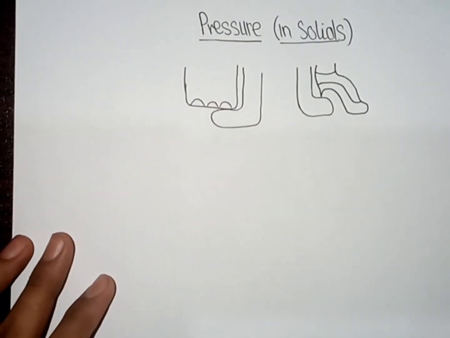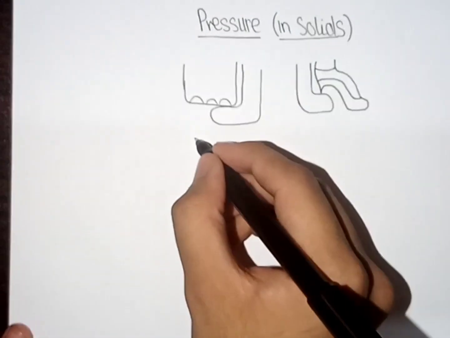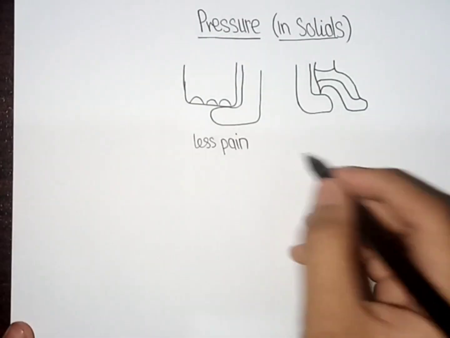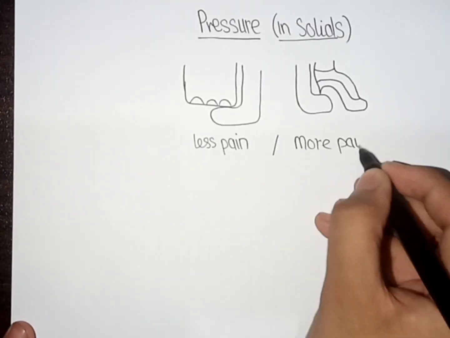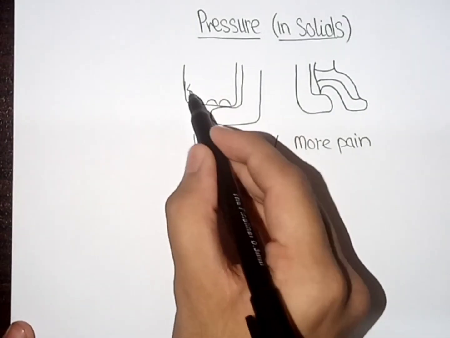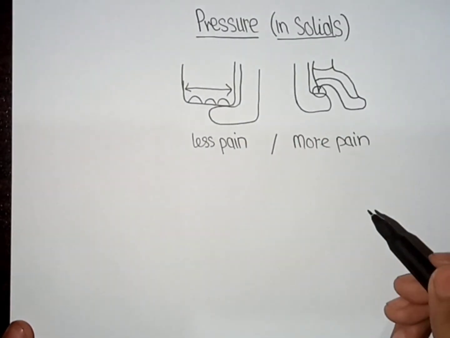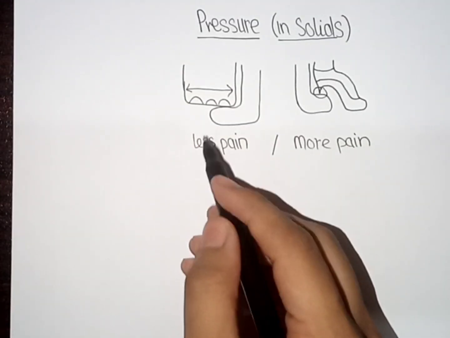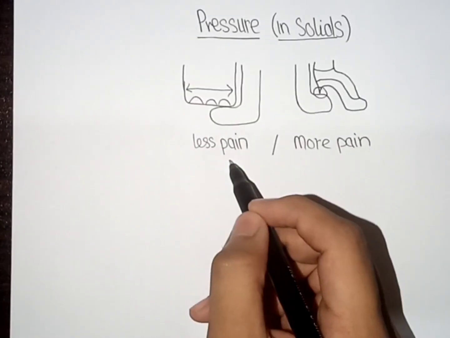Okay, so what is the difference between them both? The difference is that this will have less pain while it will have more pain. Why is it so? This one has a huge surface area while the other does not. The area is less in one figure and more in the other, so we can say that this is having the less pain. Why? If the area is more, why is it less pain?